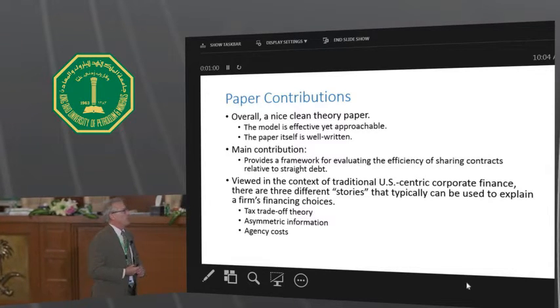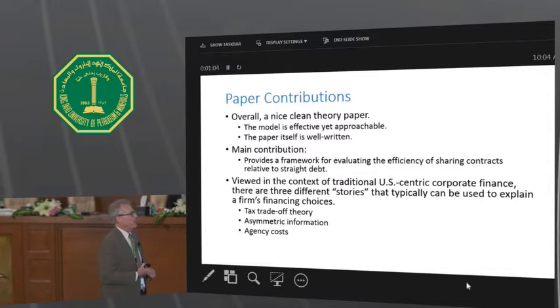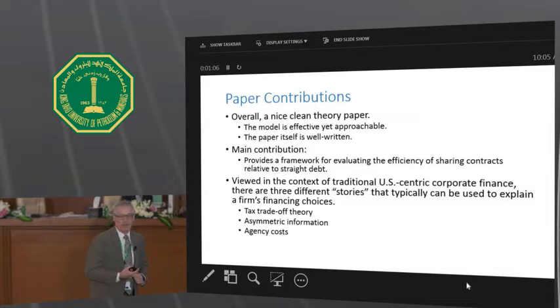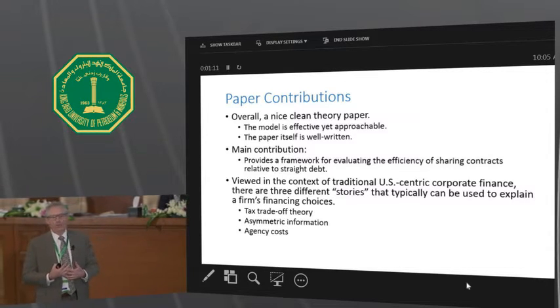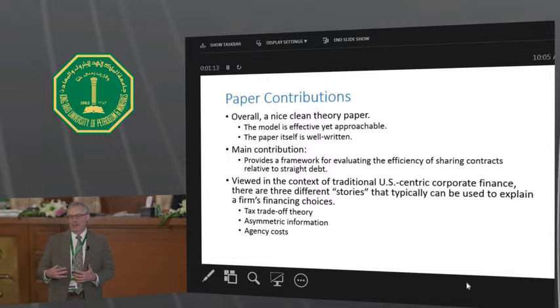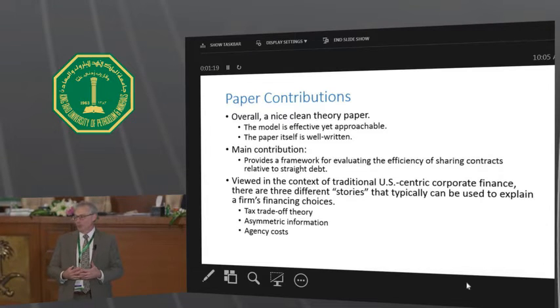My view is that the main contribution of the paper is that it provides a framework for evaluating the efficiency of sharing contracts relative to straight debt. It shows that an appropriately designed sharing arrangement will be able to achieve first best outcomes that would be available to a self-financed firm.